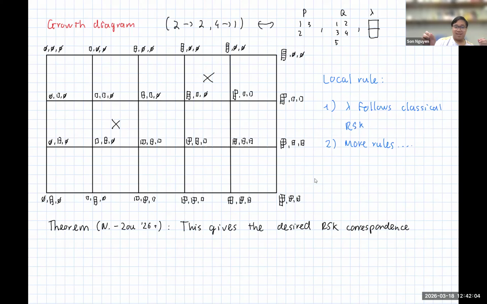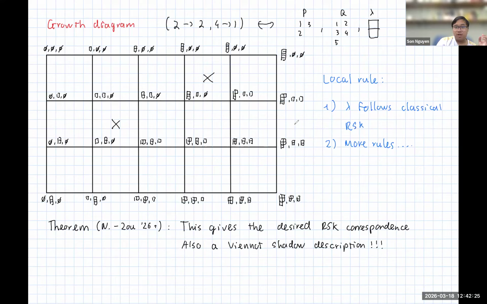Yeah, but the punchline is because I know the local rules now, I can define this growth diagram to be my RSK. So I get my chicken. And because you have the local rule, you also have something like the Viennot shadow description, because all you need to do is put together things that have the same shape.